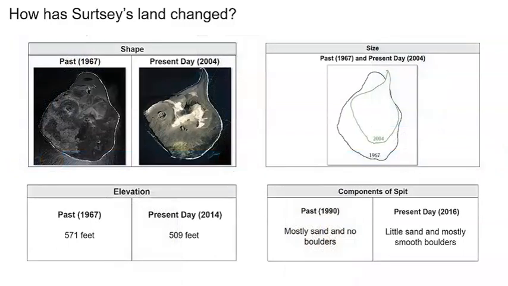I made 4 charts to help us answer the question, how has Circe's land changed? The charts compare Circe's features of shape, size, elevation, and components of spit at different times. We will look at one chart at a time. Then we will write one observation about each feature. Let's get started.